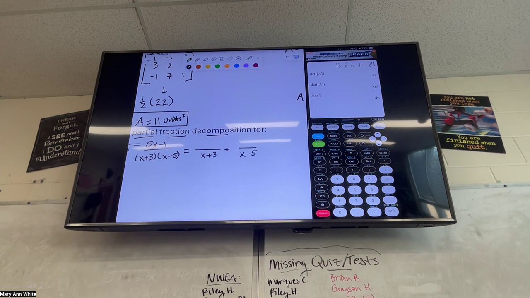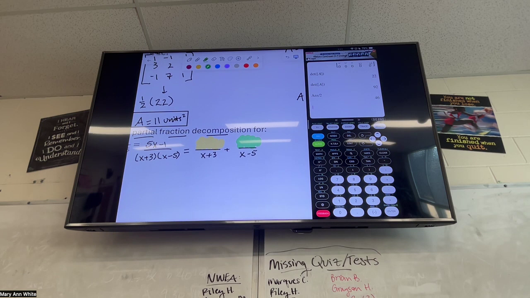The only problem is I don't know what those things are. I don't know what's going to be above x plus 3. I don't know what's going to be above x minus 5. So we're going to use variables. Unfortunately, we already used x. Yes, there will always be a plus in between the fractions.